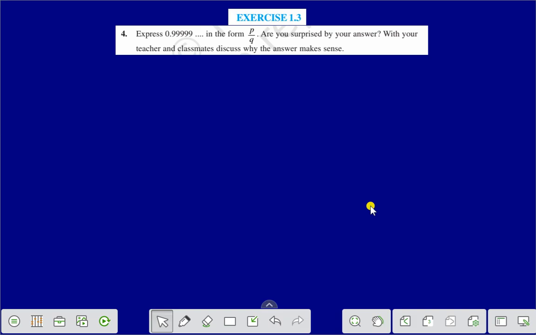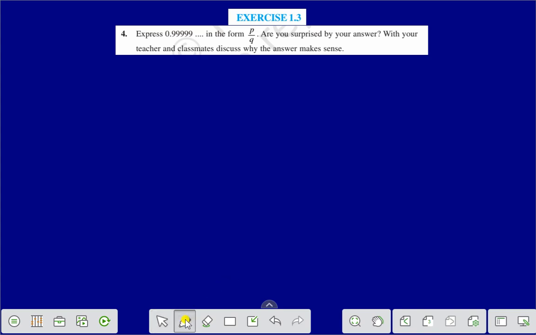Hello everyone. Today we shall discuss exercise 1.3 question number 4. Express 0.99999 in the form p by q. Are you surprised by your answer? With your teacher and classmates, discuss why the answer makes sense.